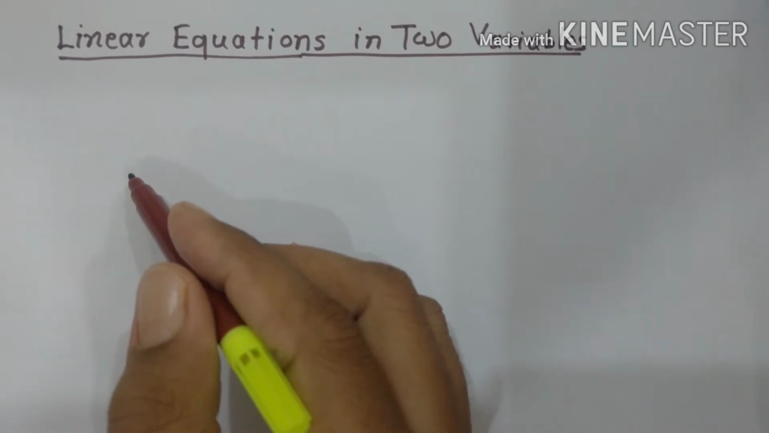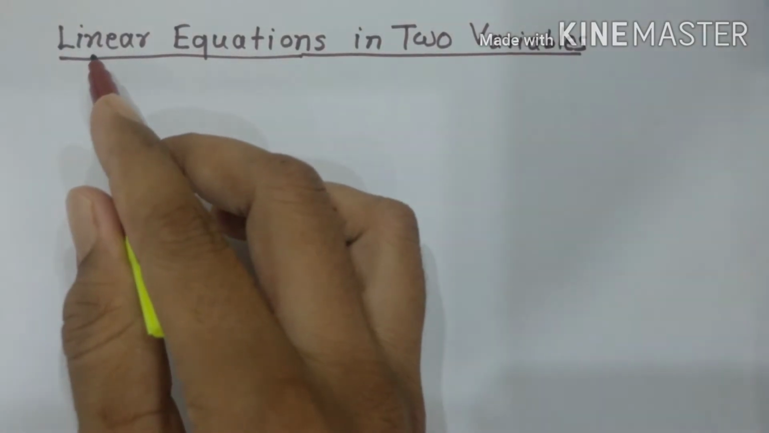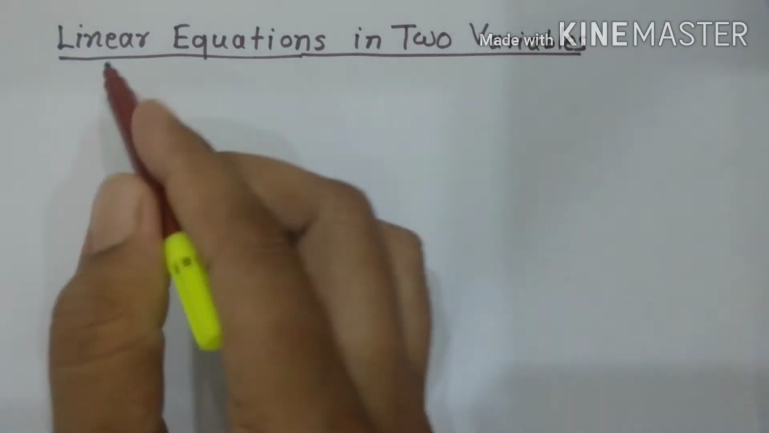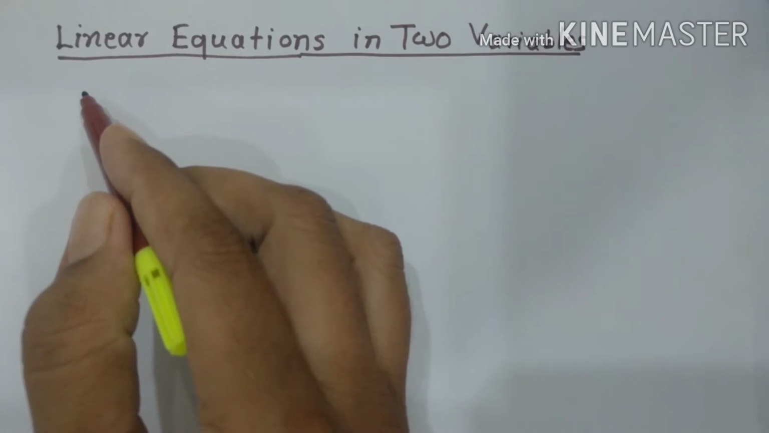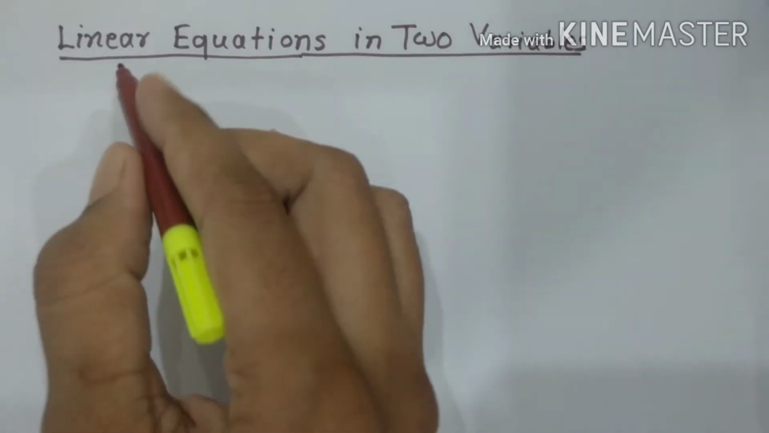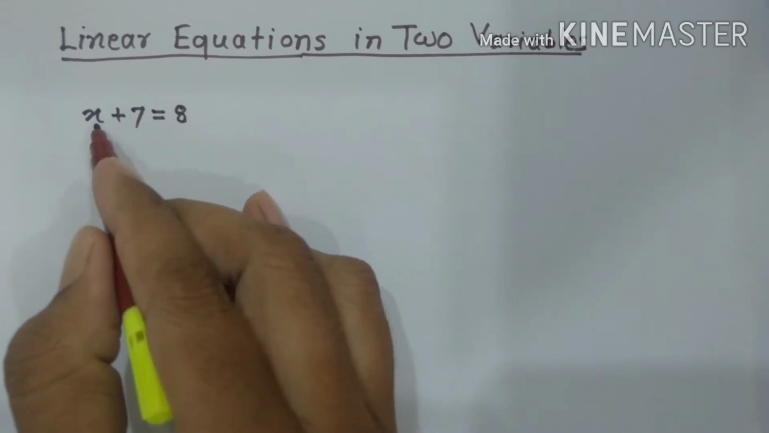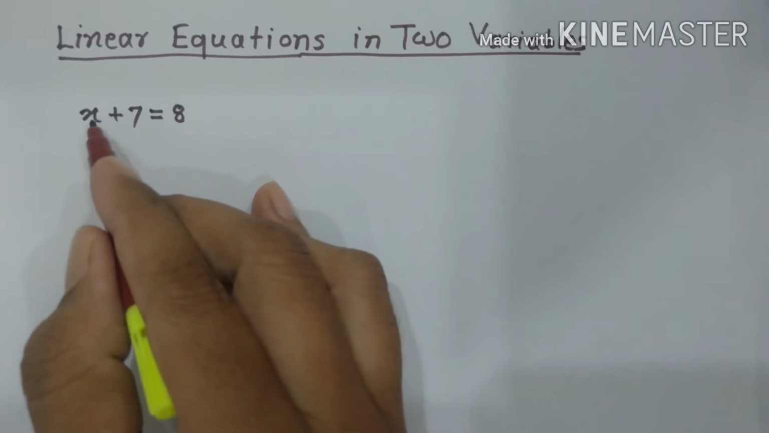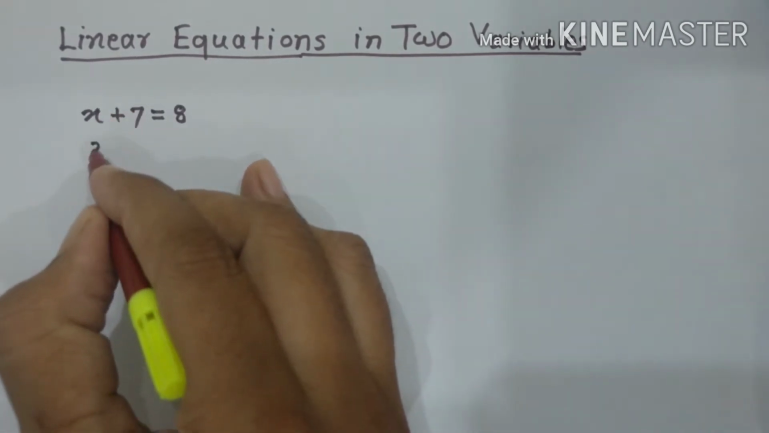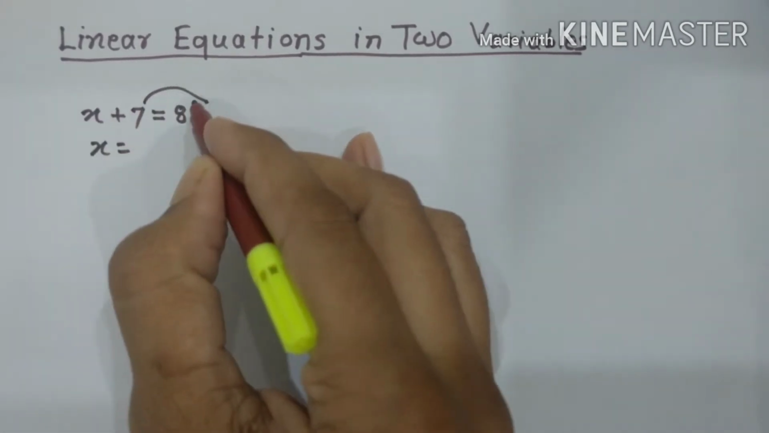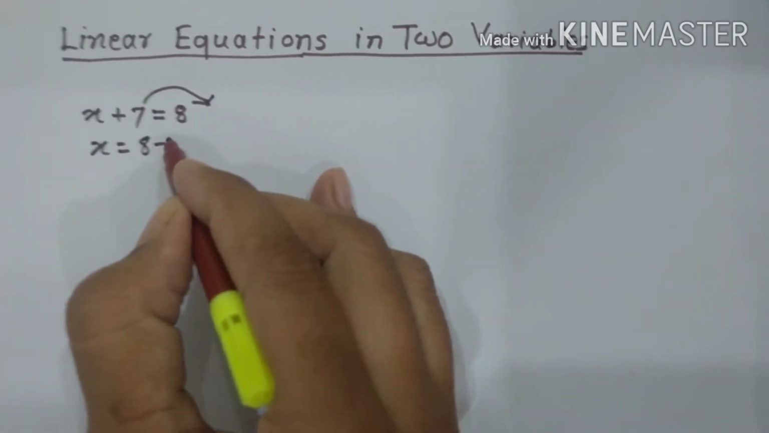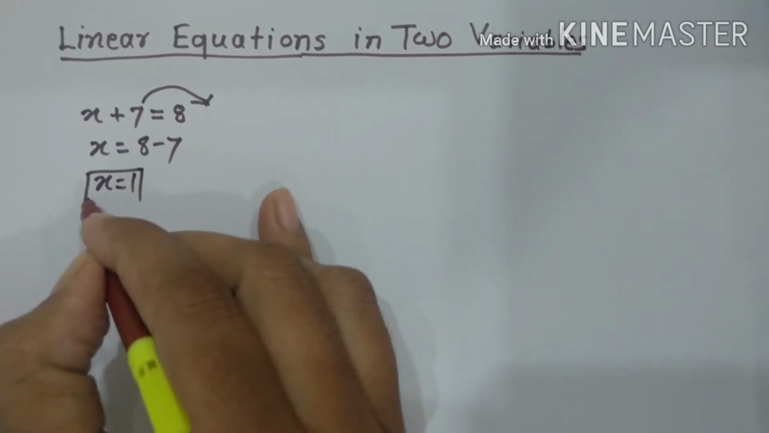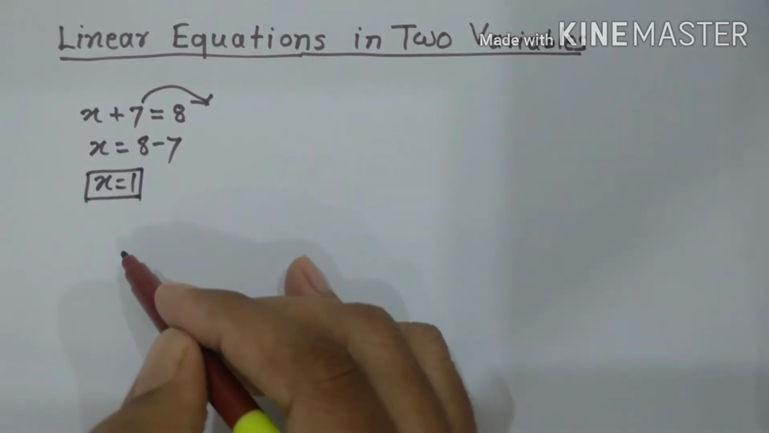Hello students, today we are going to start the chapter Linear Equations in Two Variables. In the previous standard, you learned the linear equation in one variable. Here in this equation, you can easily find the value of x. x equals, by transposing 7 to the right side, 8 minus 7, x is equal to 1. That is the value of the variable.